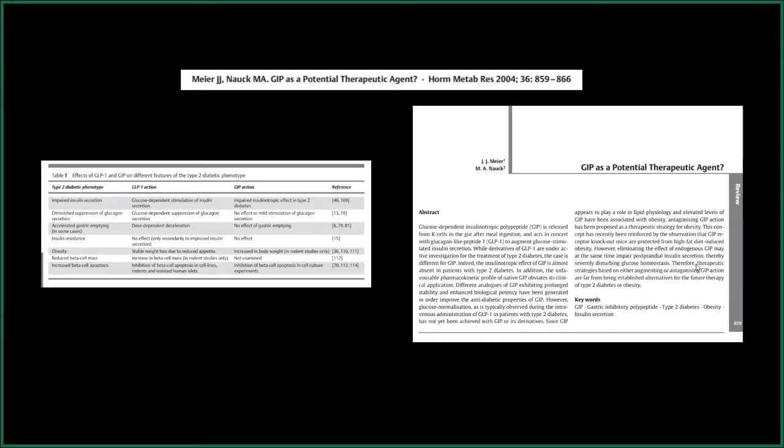So here they say: therefore, therapeutic strategies based on either augmenting or antagonizing GIP action are far from being established alternatives for the future therapy of diabetes or obesity. So people thought that this is not going to work, because it has effects which work both ways in terms of what it does to obesity. In rodent models, one of the things it does is actually increase body weight. So they thought it's not a good idea to give GIP because it will make you gain weight. Beta cell mass had not been studied. And then they found no effect on gastric emptying. So there was all this question as to whether this will work or not.